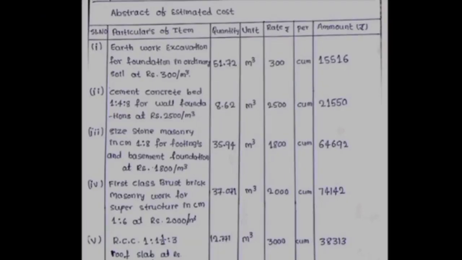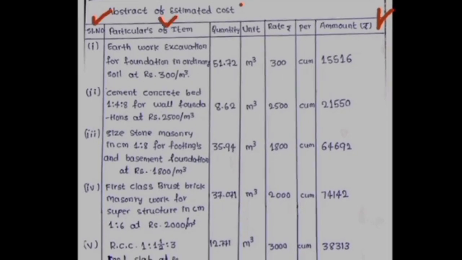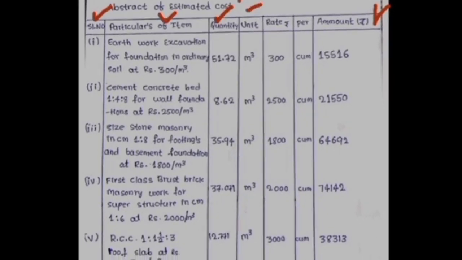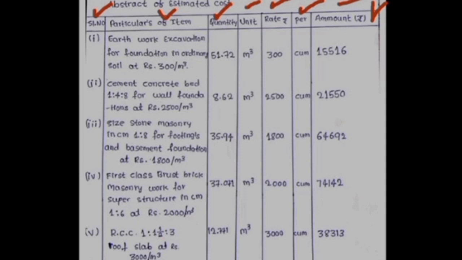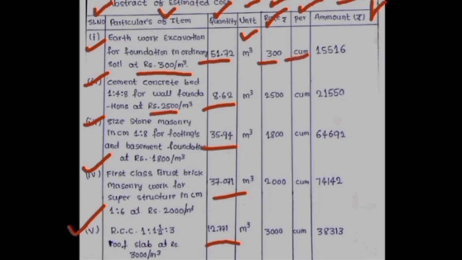Now the abstract of the estimated cost. It includes serial number, particulars of item, quantity, unit, rate, per, amount. Write all items of work with their quantities we estimated with the help of the detailed estimate, and also write its unit, and then the rate is given in the question, so that is 300 per meter cube or cumec. Then the amount will be obtained by multiplying the quantity into rate.